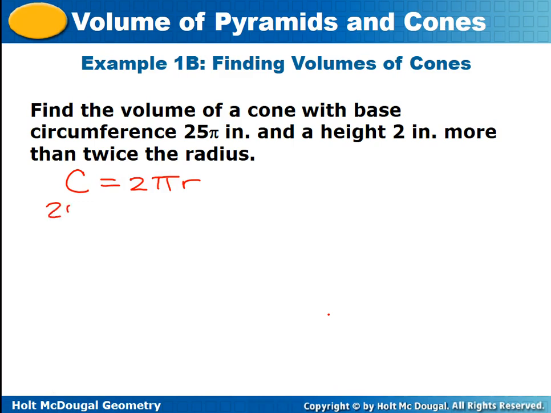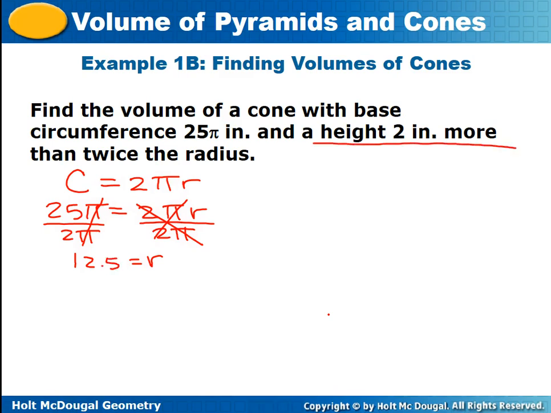So we're going to put 25 pi in here, and that's going to be equal to 2 pi r. We're going to divide both sides by 2 pi. And when we do that, the 2 pi cancels out from over there, so we're left with r. And over here, the pi cancels out, and so we're going to divide 25 by 2. That's 12.5. Then if you notice in this problem, it tells us that the height is 2 inches more than twice the radius. So we have to think about, what does 2 inches more mean? So I know that more means plus 2, because it says it's 2 inches more. And then when it says twice the radius, we know that that's going to be 2 times the radius.